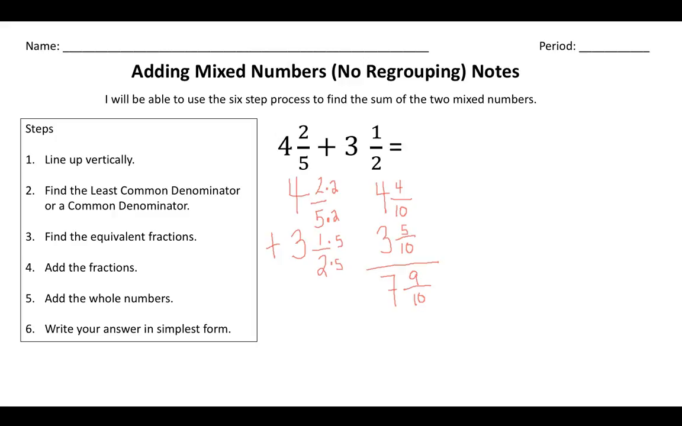When you find your answer, you always write it in simplest form. Once you have it in simplest form, you make sure you box your answer. All right, moving on to the next problem.